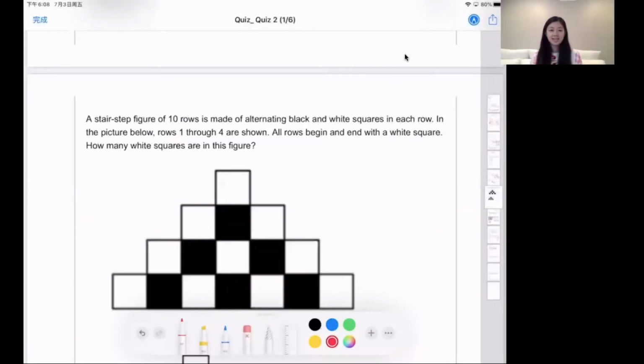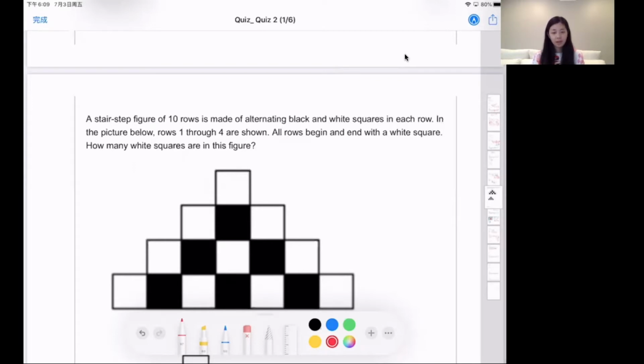Number 10. Okay, it says a stair-step figure of 10 rows is made of alternating black and white squares in each row. In the picture below, rows 1 through 4 are shown. All rows begin and end with a white square. How many white squares are in this figure? So they're asking for 10 rows, how many white squares?